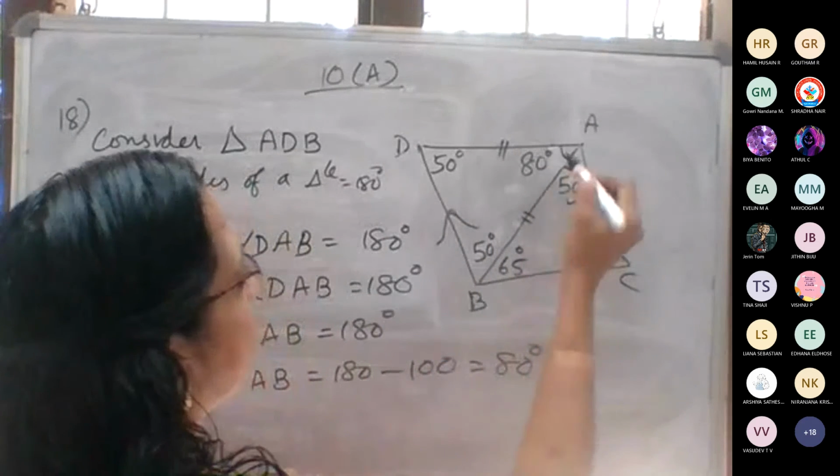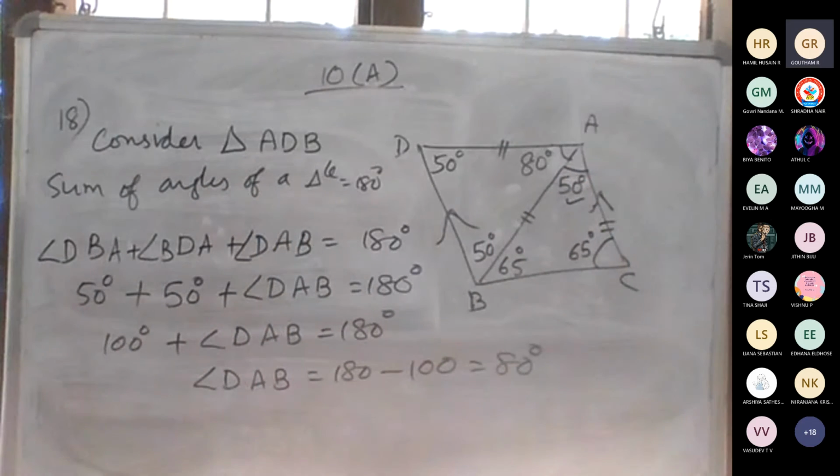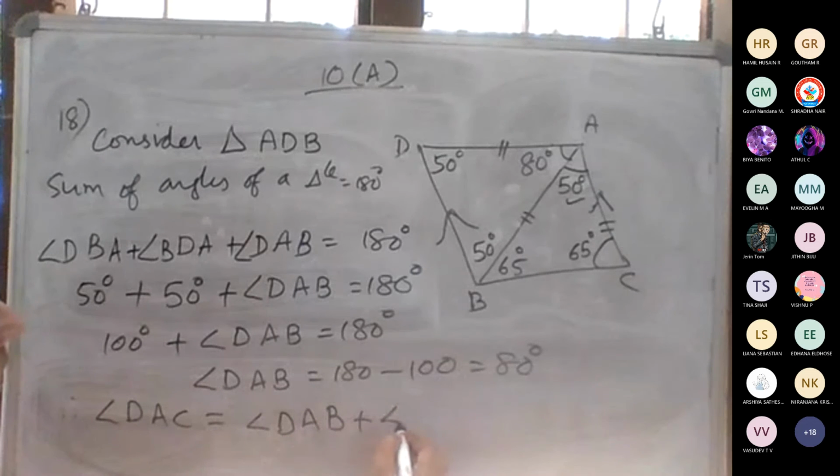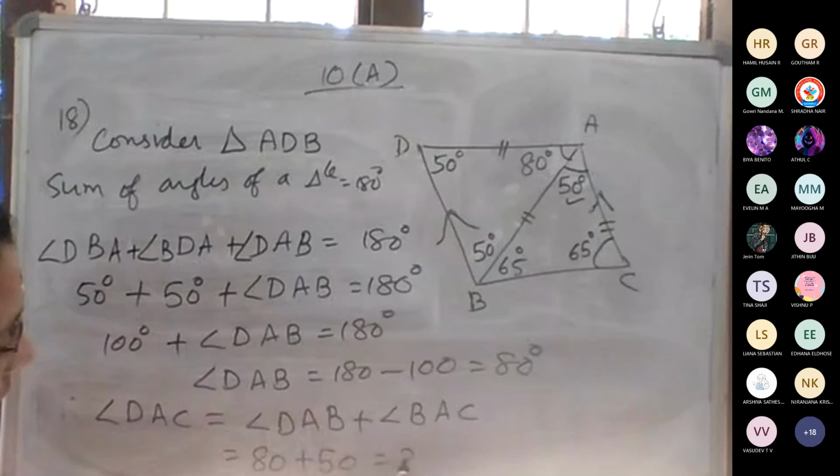So what will be DAC? DAC is equal to DAB plus angle BAC. That is equal to 80 plus 50, equal to 130 degrees. So DAC is equal to 130 degree.